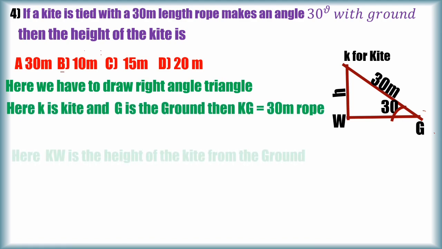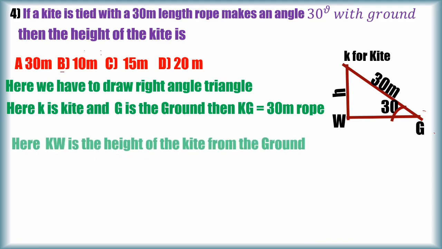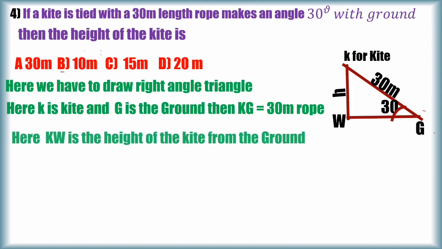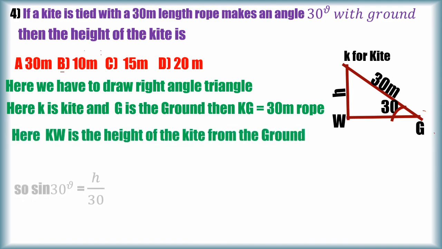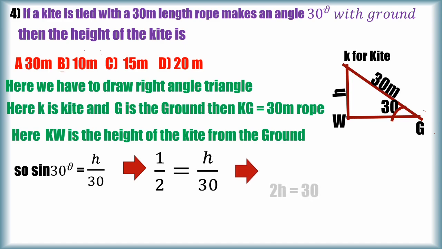Here, KW is the height of the kite from the ground. We have to find out the height of the kite which is flying above the ground. The opposite side is given. So we have to invoke sine 30 degrees equivalent to opposite side, that is the height, divided by hypotenuse, that is nothing but 30. And it implies that sine 30 degrees is known as 1 by 2, that's half, equivalent to h by 30. Here we have to do the cross multiplication. 2h equivalent to 30.